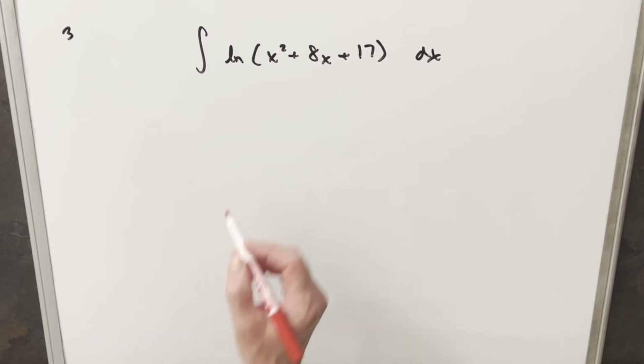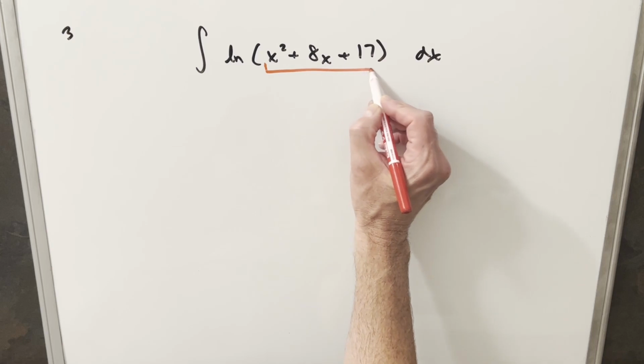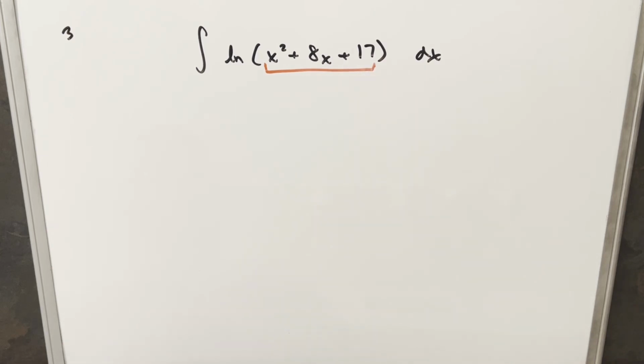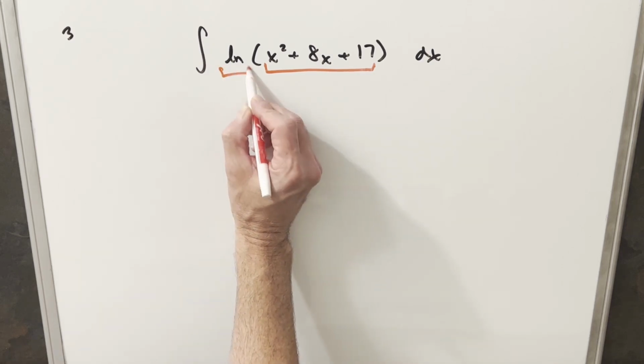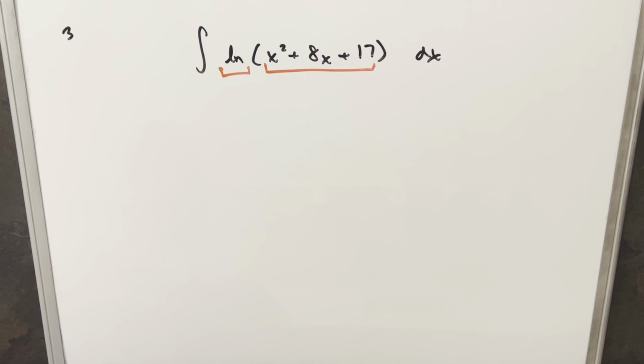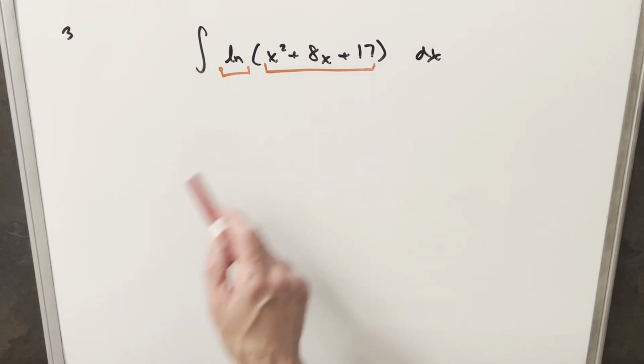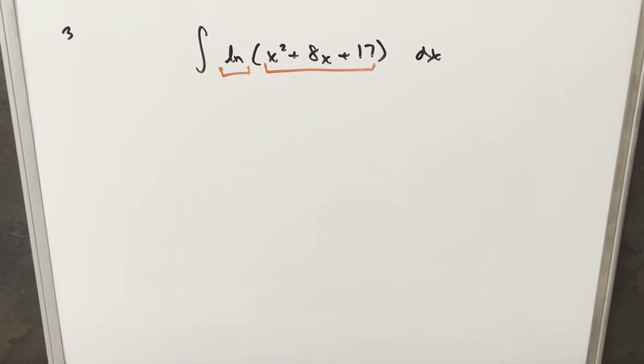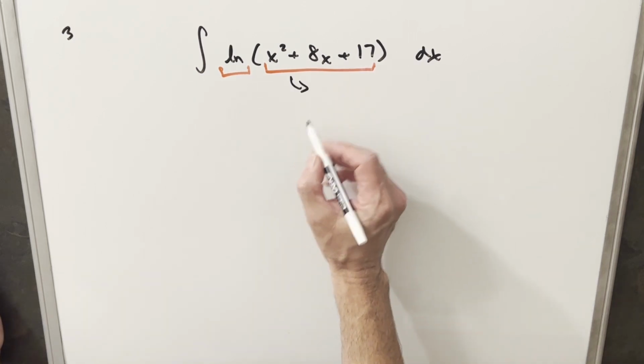Okay, now the interesting thing with this problem is we've got a lot going on inside the natural log. You don't usually see a quadratic like that inside the natural log. Now, typically when I have natural log, I'm thinking integration by parts. But because it's a little more complicated than just natural log x or natural log x plus 1, I might want to handle this thing first. So what I think I'm going to do is complete the square on this.